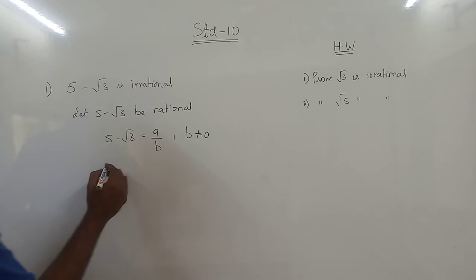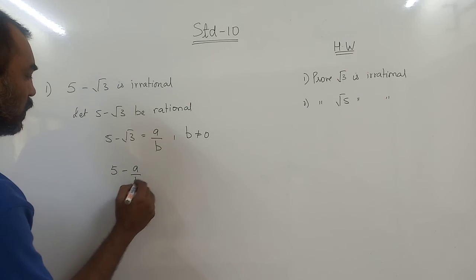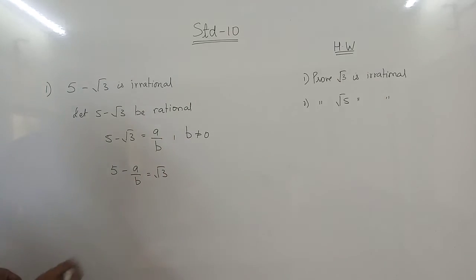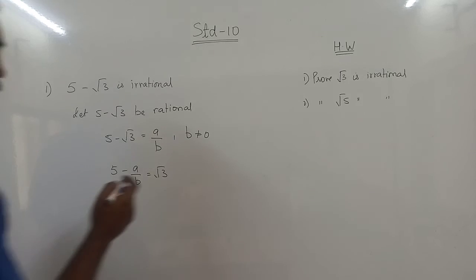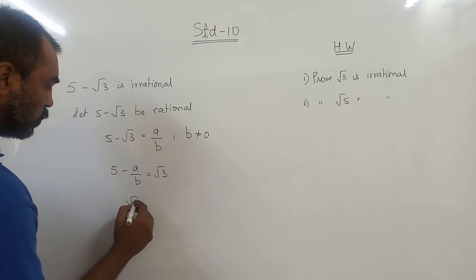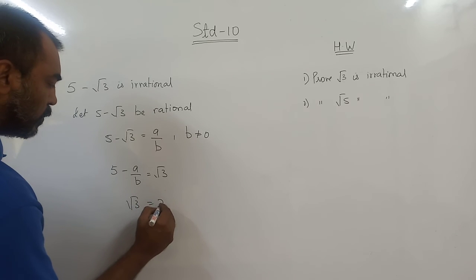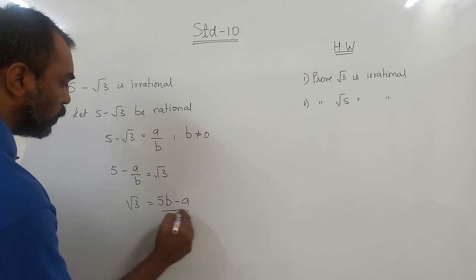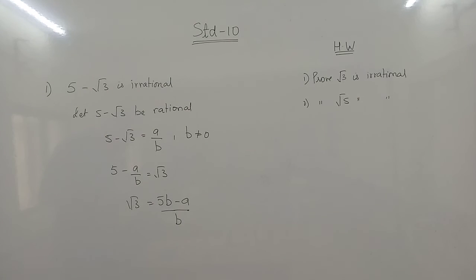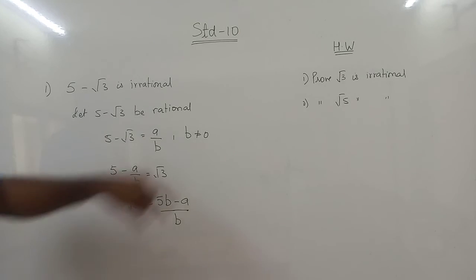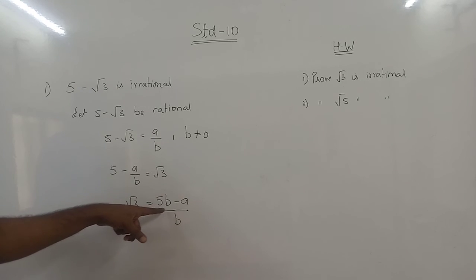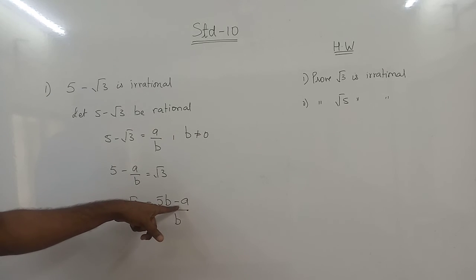Okay? So what do you get here? 5 minus a by b equal to root 3. What I did, I took the a by b on this side and root 3 on that side. Yes? Now in the equation we can write root 3 equal to (5b minus a) upon b. Now when we wrote a by b, they are integers where b is not equal to 0. So b is an integer, so b into 5 is an integer. The subtraction is an integer and this is an integer.